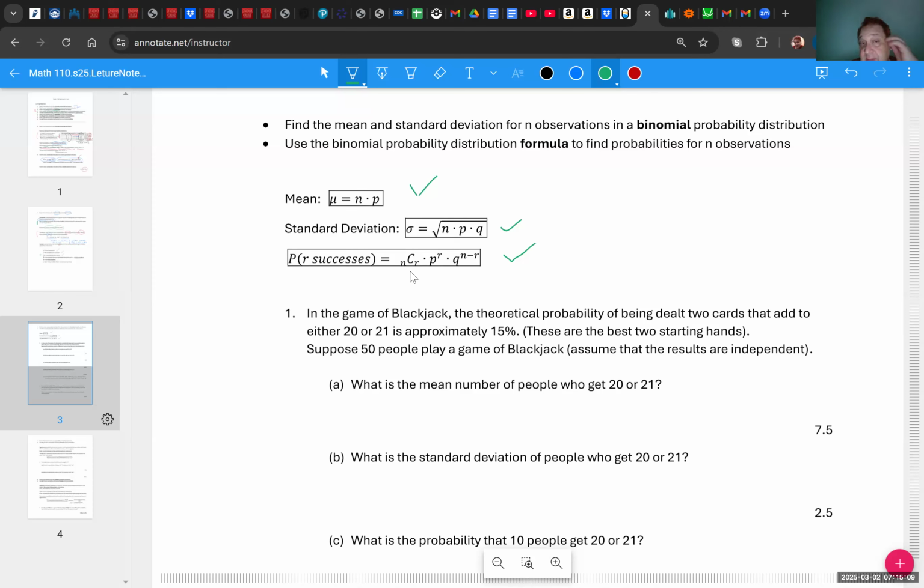The nCr thing you've done many times before in chapter 4. p to the r: p is the probability of a success, and r is that number there. So you have 0.25 to some power. And then q is the probability of failure, and you raise it to a different power. It's just a calculation. All right, so let's do an example so you can see what I'm talking about.